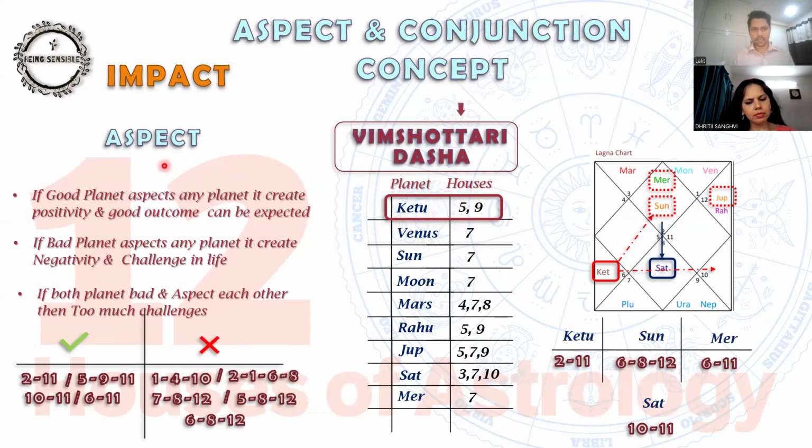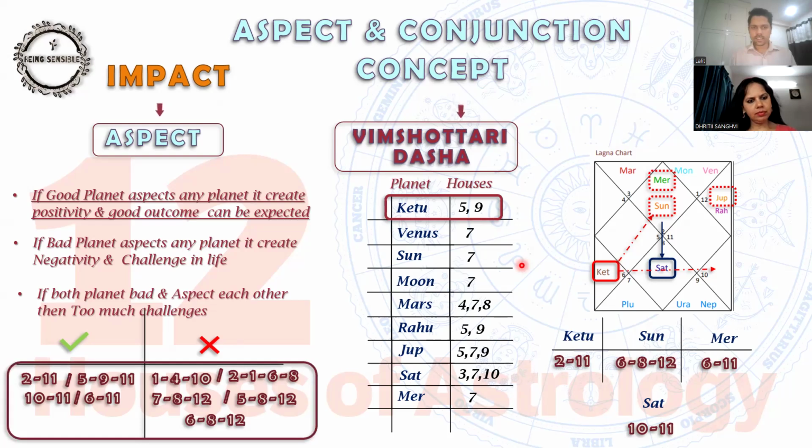This aspect and conjunction concept are the same. If a good planet aspects, it remains the same. But if a bad aspect, it creates a problem. Like if both planets are not good, the aspect is creating a problem. The content is the same, but being an aspect is different. Okay? So the same thing applies if any planet is good and aspecting. If the planet is good and aspecting a wrong one, it reduces the impact.